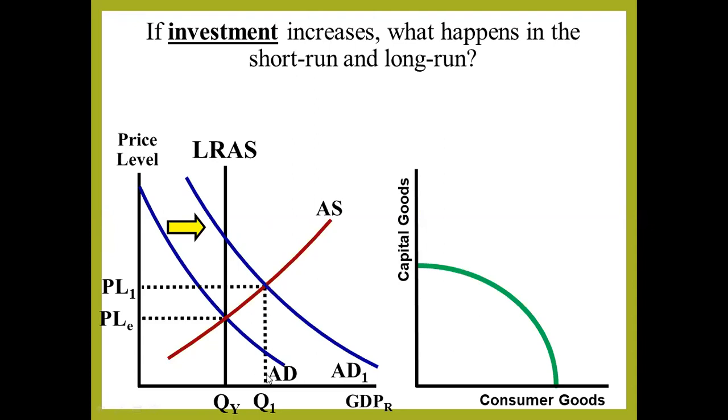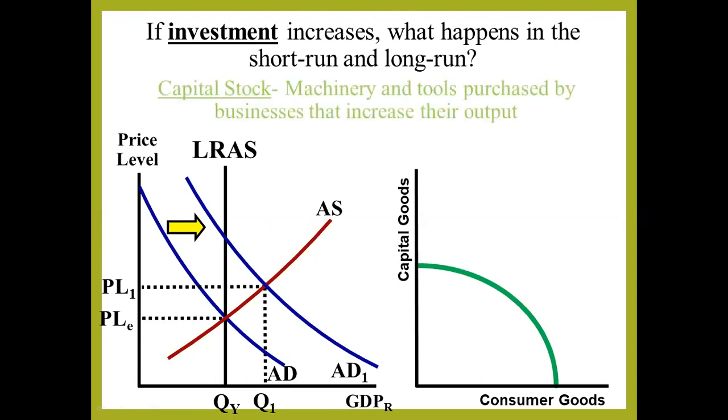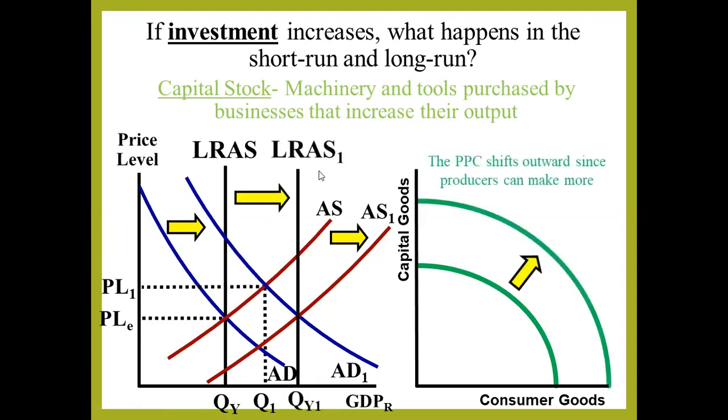Boom, right there. Price level goes up, quantity goes up, output, real GDP, all of that goes up. Now, think about this. If a business spends more money on capital goods, what is called capital stock, machineries, tools, technology, that is good for an economy. So what happens there, your supply goes up because the business is spending more, leading to a higher price level, but they are producing more. They are producing more in the future. So notice we did not go back to our old long-run aggregate supply. We get a completely new long-run aggregate supply curve that increases.